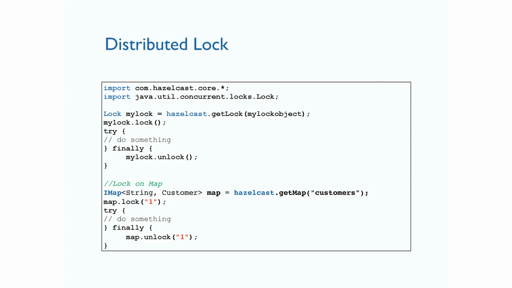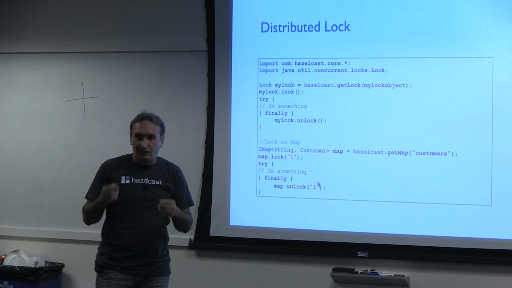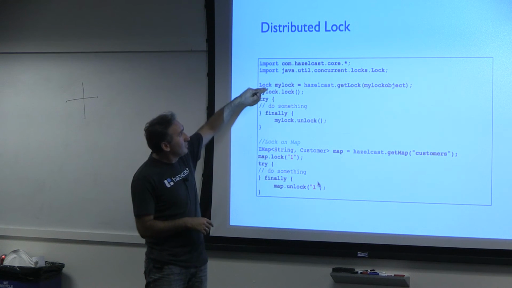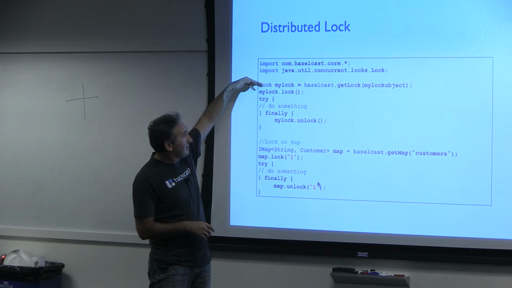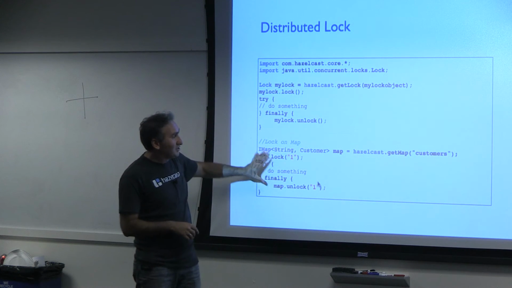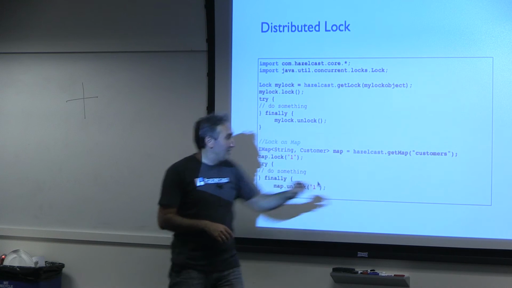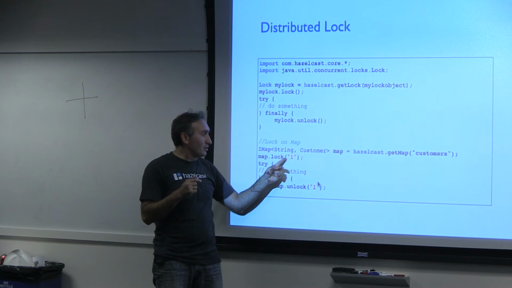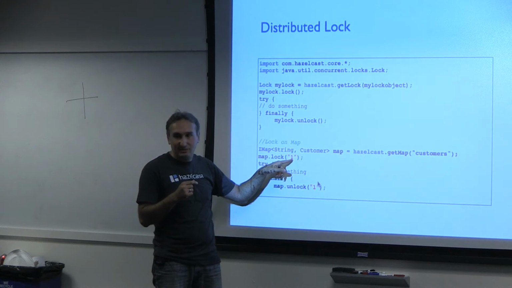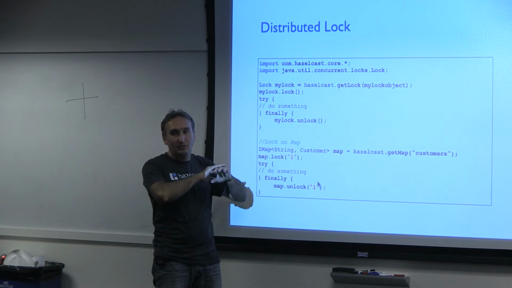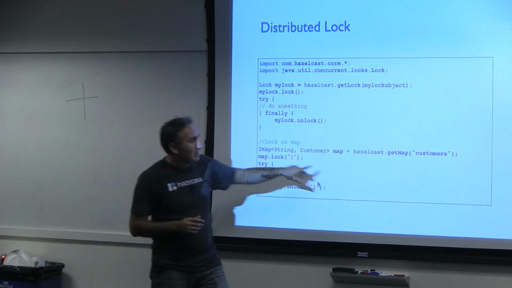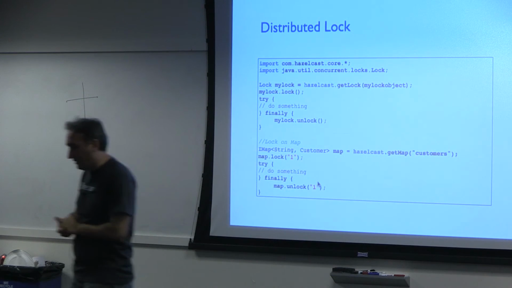Locking. Let's say you want only one JVM to do a certain thing. And for that, you have to have a lock, a cluster-wide lock. So you can either use the Java concurrent lock interface like this, or you can have a map and use the lock API for that map. So what you're locking is this particular entry, not the entire map or all the keys. Just this key in this map you're locking.